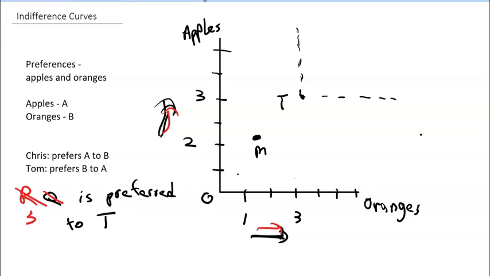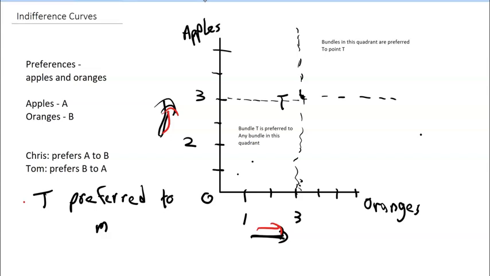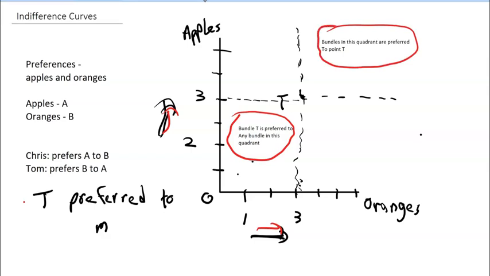Now M has less of oranges and less of apples compared to T. So from here we can see that T is preferred to M because M has less of both. So by that logic, we can draw another quadrant here. That means any point in this quadrant is not going to be preferred compared to T. So we have established that in this quadrant, all the points are less preferred to point T. Now in this quadrant, all the points are more preferred than the bundle T.